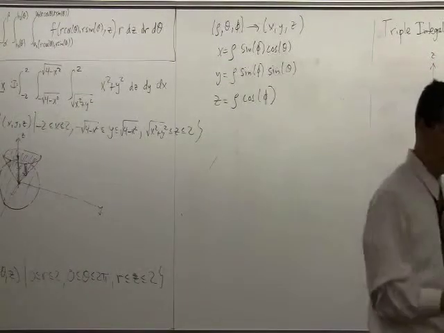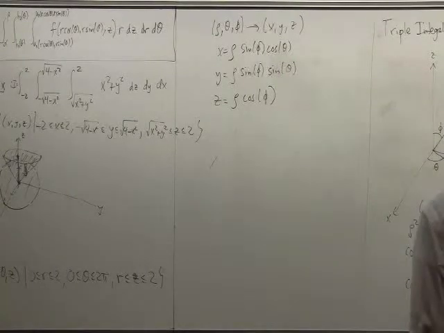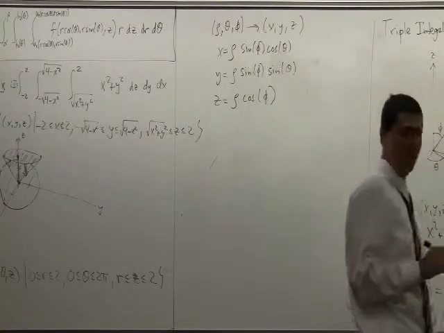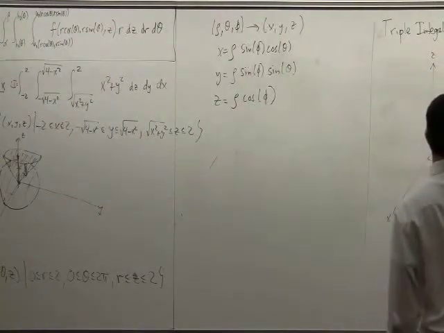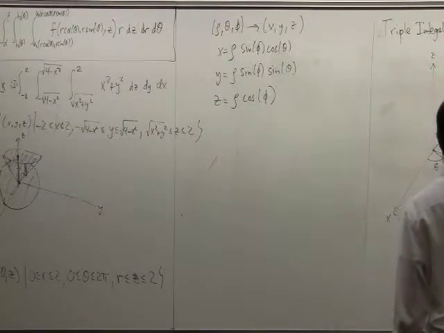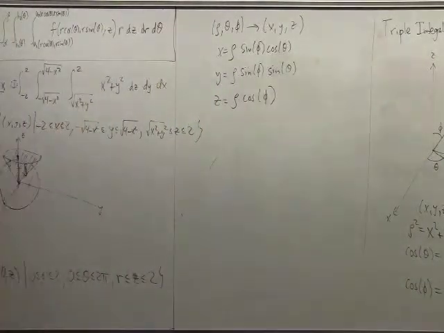So, we remember we had this convention that we assume that our rho is always going to be non-negative, and that our phi, rather, is going to be between 0 and pi. And this will, for our purposes, give us a unique way to represent every point.